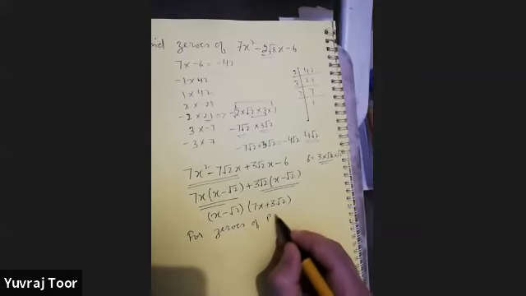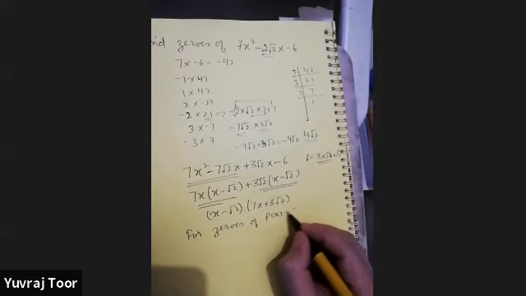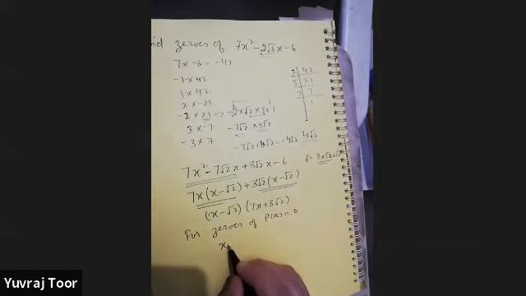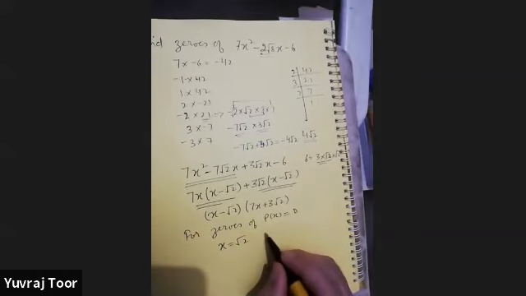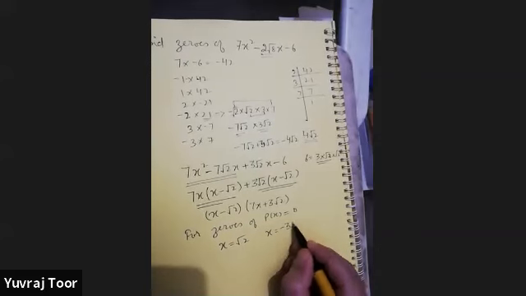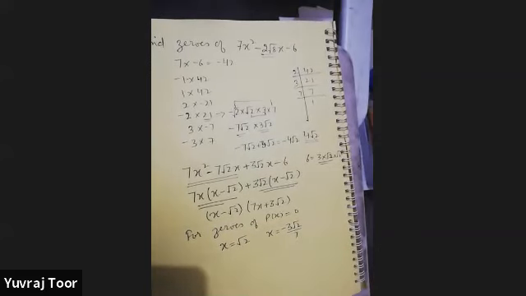For zeros of polynomial, we put that equal to 0. So from there, we get the two zeros of the polynomial.